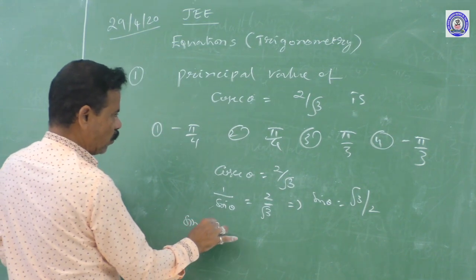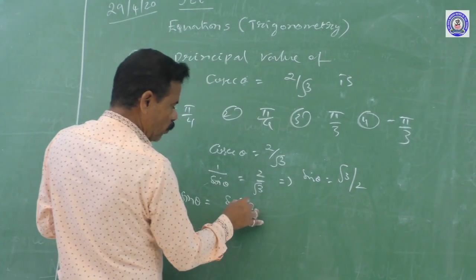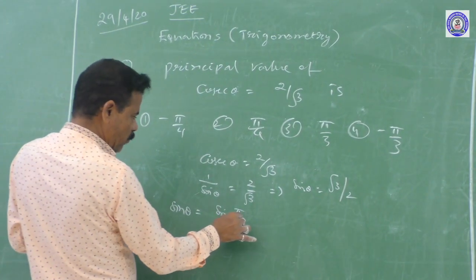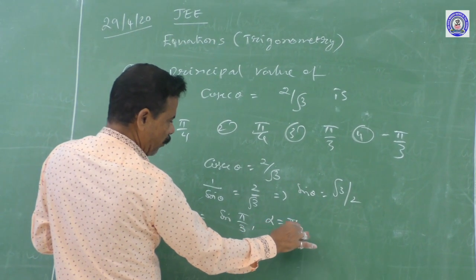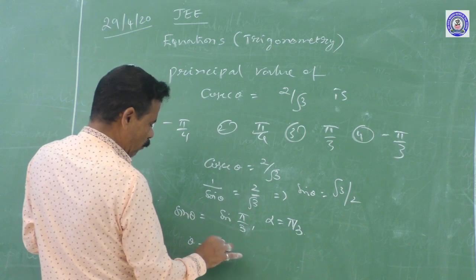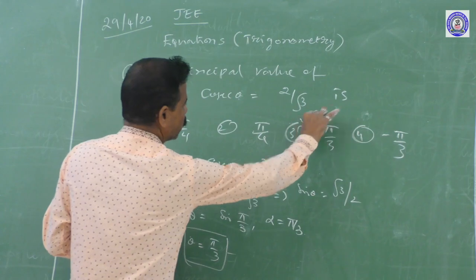So sin theta is equal to root 3 by 2, which is sin 60 degrees, that is π by 3. So this value alpha is equal to π by 3. So here theta is equal to π by 3. This is the principal value. π by 3 only is the third answer.